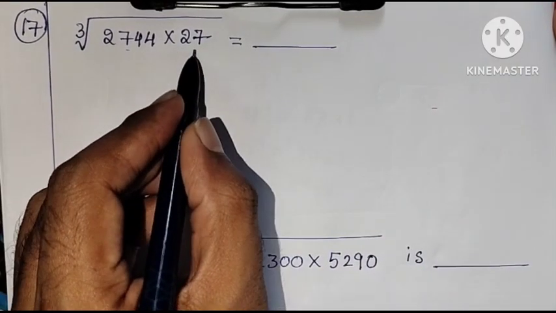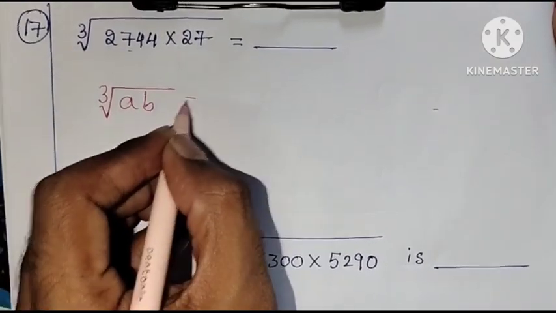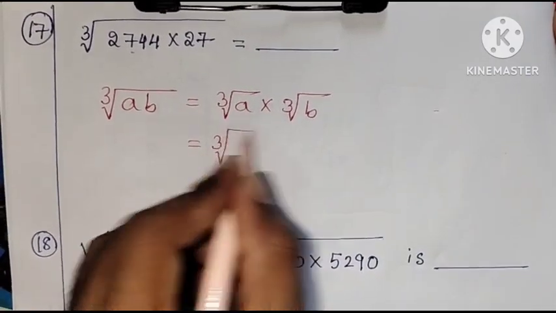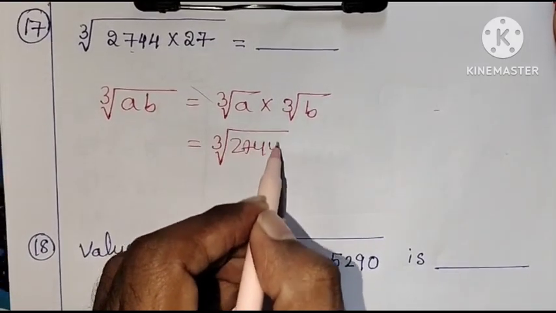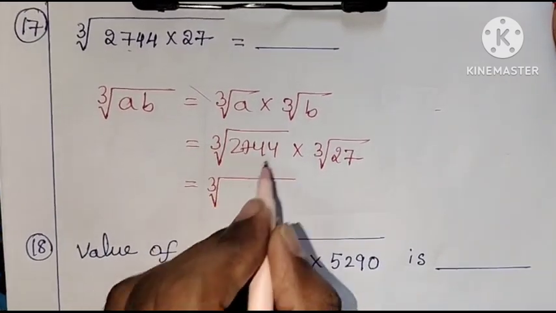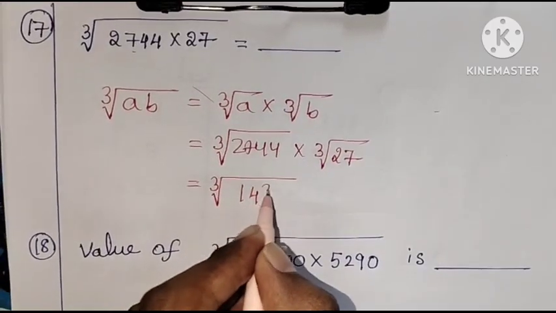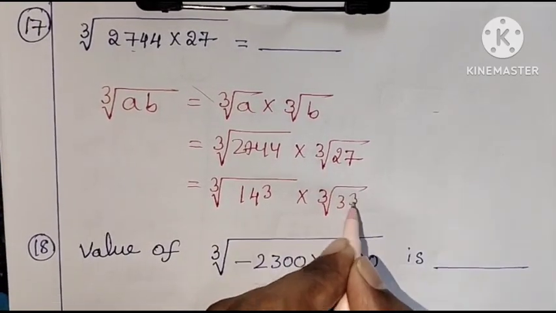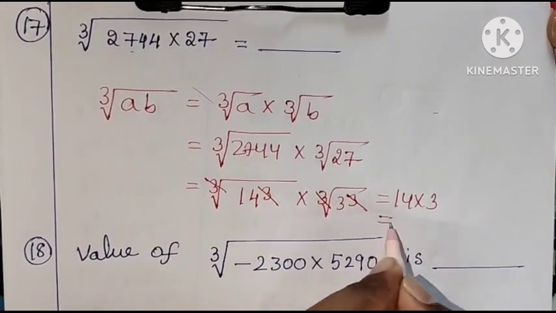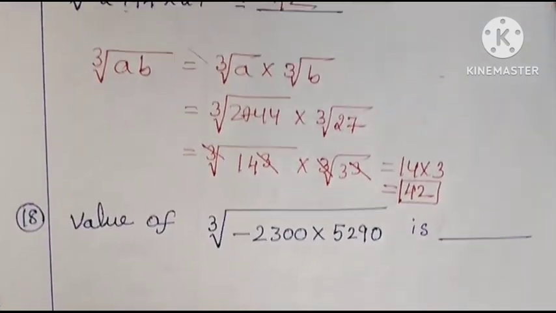Cube root of 2744 into 27. We have a formula: cube root of AB is equal to cube root of A into cube root of B. Cube root of A, the value of how much? 2744 into cube root of B, 27. Cube root of 2744, 2744 is the cube of which number? 14 cube into 27, 3 cube. Cube root cancels cube root. 14 into 3, 14 3s are 42. So the answer is 42. Let us move on to the next question.